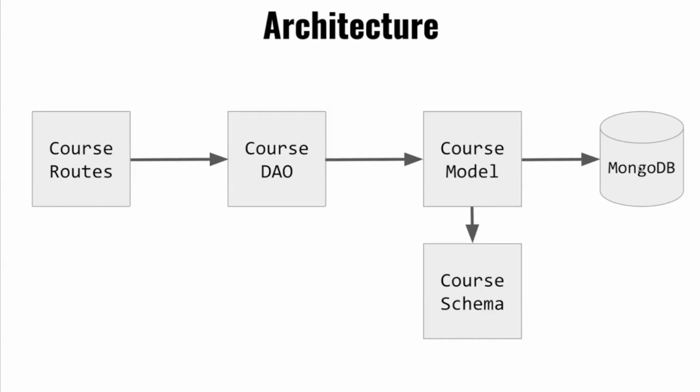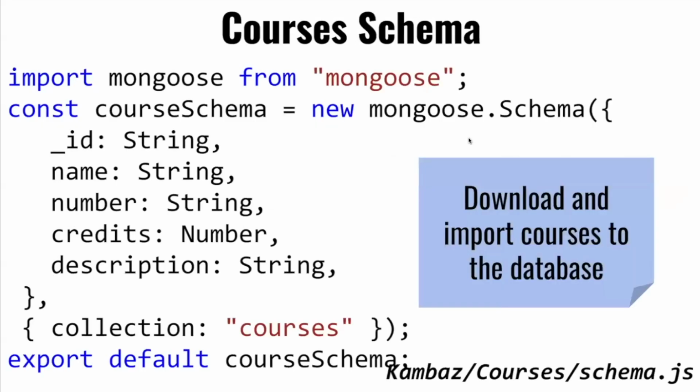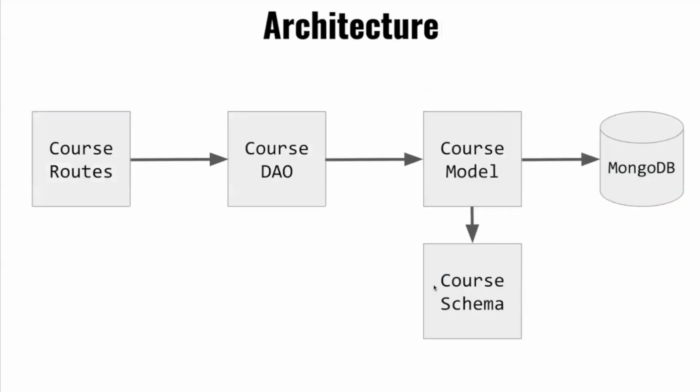So today, we're going to spend quite a while implementing these routes and DAOs and models and schemas that are related to courses. So first, let's focus on implementing the schema. Let's take a look at this right here, the course schema.